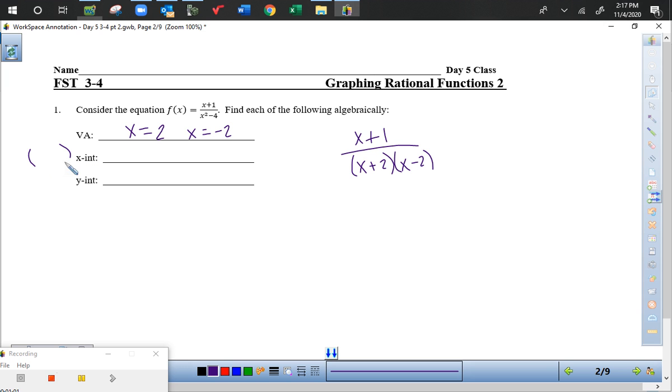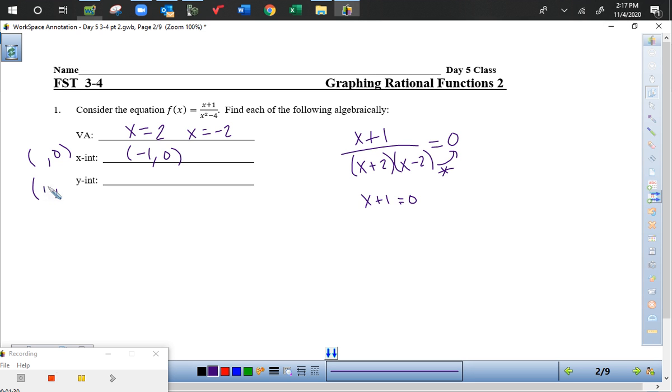X-intercept is found by plugging in y equals 0, so I just have to set that thing equal to 0. When I multiply over the denominator, that goes away, and I'm left with x plus 1 equals 0. So my x value is negative 1. Since all of these rational functions look like fractions, you're always going to just have to set the numerator equal to 0 to find those x-intercepts.